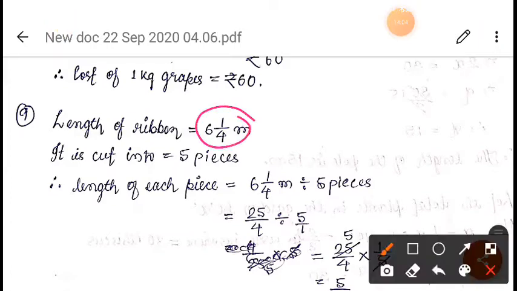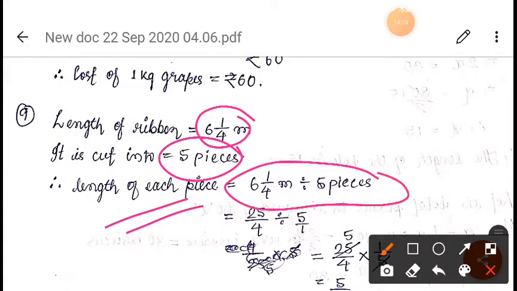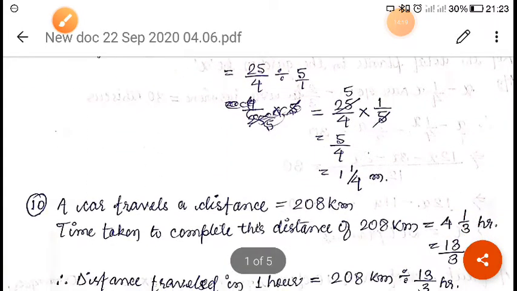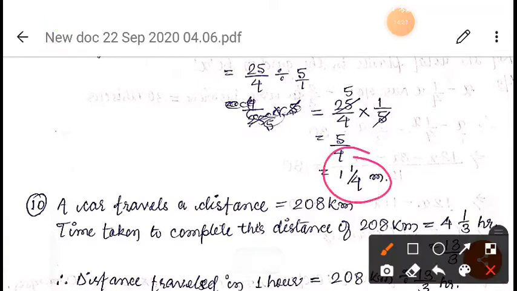Length of the ribbon is this. It has been cut into what? 5 pieces. So what do we have to find? To find the length of one piece, what will we do? We will divide 6 1 by 4 by 5. 6 1 by 4, when you solve, you will get 25 by 4. After solving this one, you will get 1 by 4 here, right?